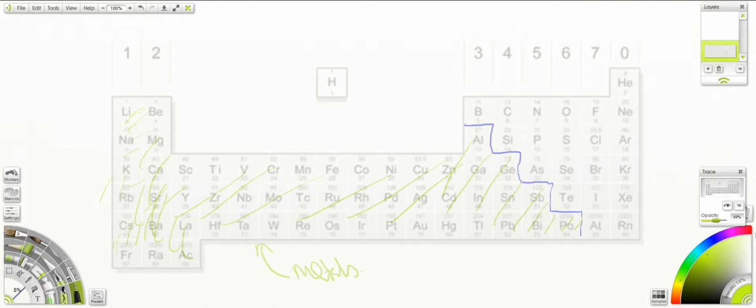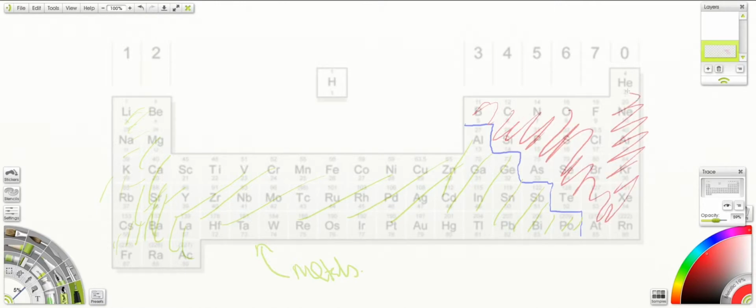And so everything on the right hand side of the stairway, so all of this, all of this, all of this, these are non-metals. Now guys, you should have a periodic table in your planners if you still have those, so you can perhaps annotate your periodic table on your planners. So everything on the right of the step line are non-metals, anything on the left of the step line are metals. And the step line starts from aluminium and goes all the way down to polonium.